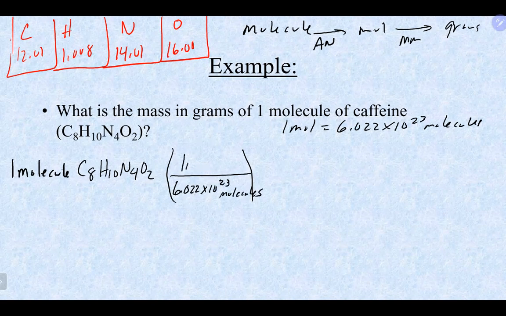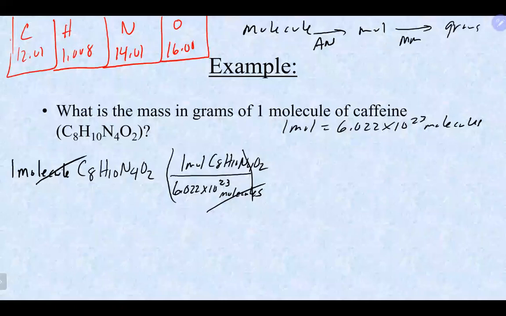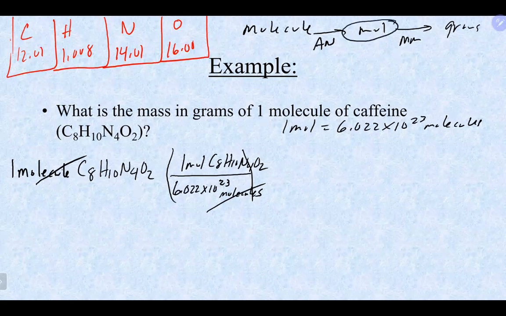And up on top would go 1 mole of our C8H10N4O2. I ran out of parentheses there. At this point, if we stop the calculation, the molecules here will cancel and we'll be left with moles at this point, which basically gets us to here. So once again, to go from moles to grams to finish the calculations, that is the periodic table and the molar mass to do so.